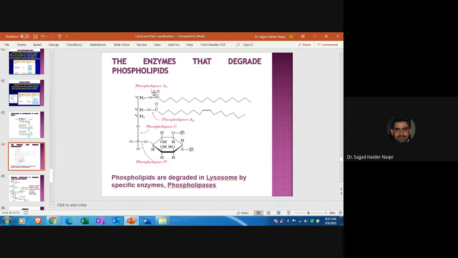Like this phospholipase A1 is going to specifically break this particular bond here, and then phospholipase A2 is going to specifically act on this bond, and phospholipase C is going to hydrolyze this phosphate bond, and then phospholipase D. So these phospholipases are very specific enzymes when it comes to their target bond, and they hydrolyze phospholipids. Definitely when these enzymes act, that's going to hydrolyze the phospholipid molecule into its constituent molecules.